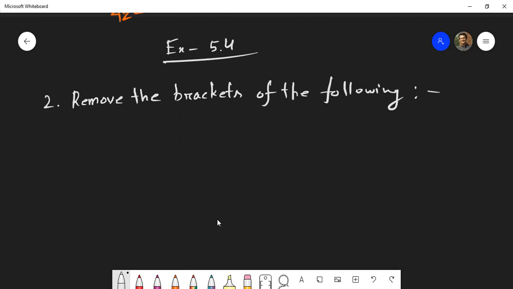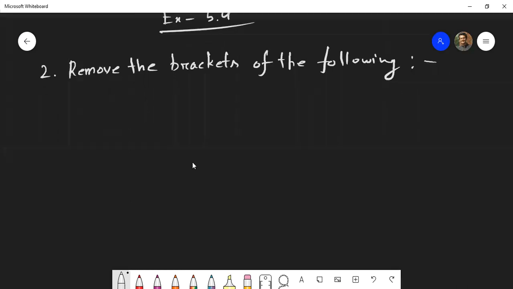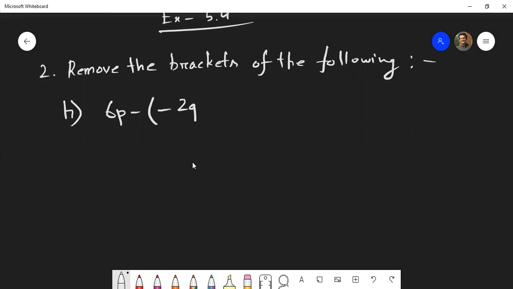Okay. And the first question I will give is number H. I just randomly pick one. 6p minus first bracket, negative 2q plus 5r. You can say 6p minus first bracket minus 2q plus 5r.